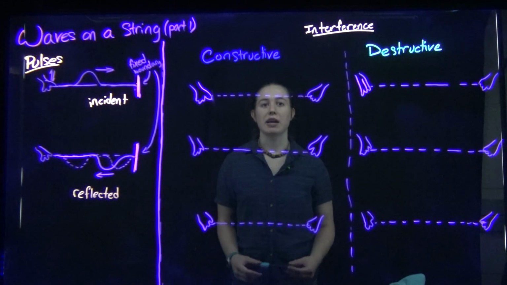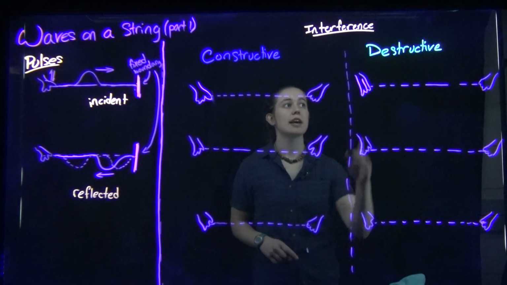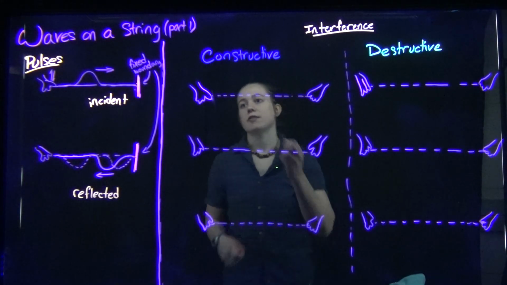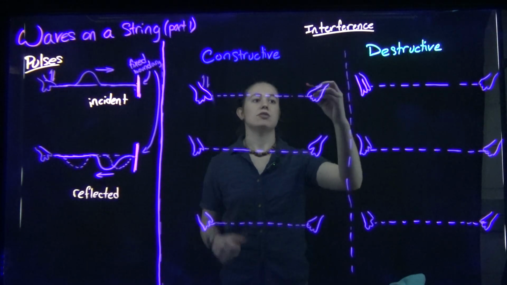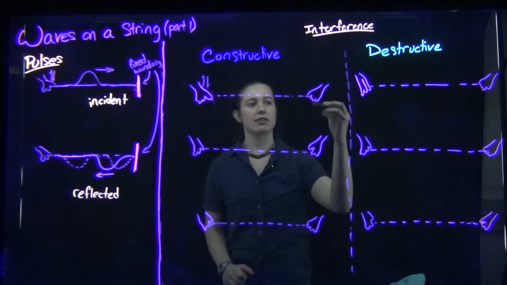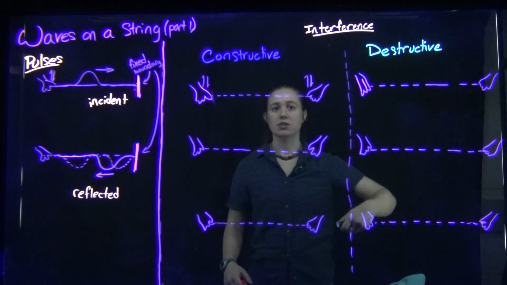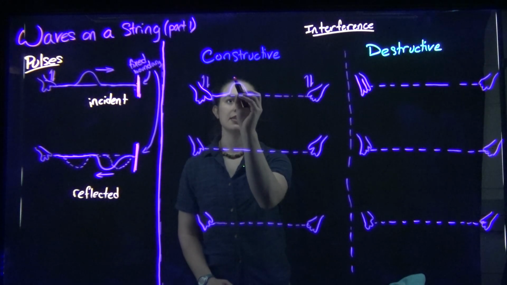With waves on a string, we can have 2 different types of interference: constructive interference and destructive interference. With constructive interference, if you and your partner are both holding a string, you bring your hand up and then back down to the starting position. Then your partner does the same thing. You're going to create a pulse that looks like this.